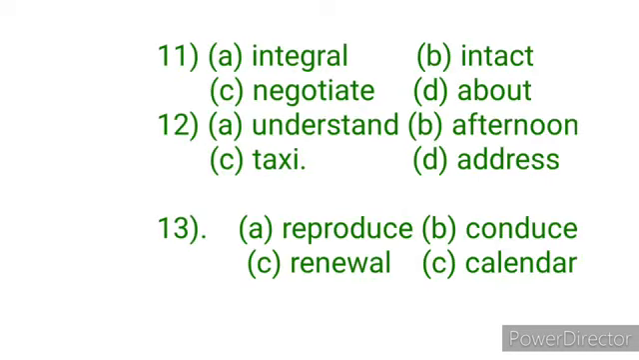Now let's see these questions from 2019. In each of the questions 11 to 13, choose the option that has its stress on the first syllable. Question 11: A. Integral, B. Intact, C. Negotiate, D. About. 12: A. Understand, B. Afternoon, C. Taxi, D. Address. And 13: A. Reproduce, B. Conduce, C. Renewal, and D. Calendar.